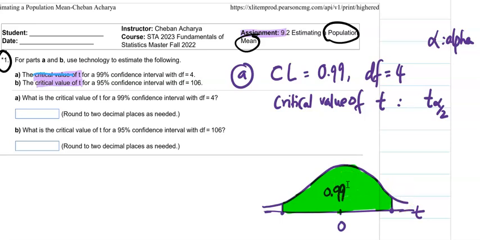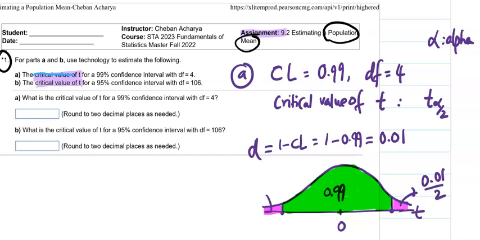So you have the remaining area on each side. This is called the left tail and right tail. So the total tail area is going to be called alpha. So alpha equals 1 minus CL. So 1 minus 0.99 gives you 0.01. That's the alpha. So each side, let me color that, this area here and this area here is going to be half of alpha. So this equals 0.01 divided by 2, which gives you 0.005. This gives you 0.005.